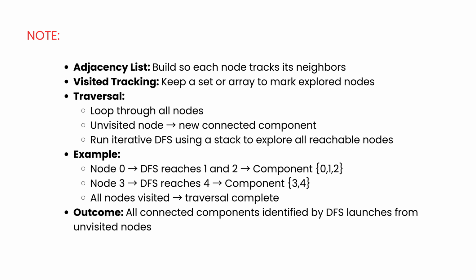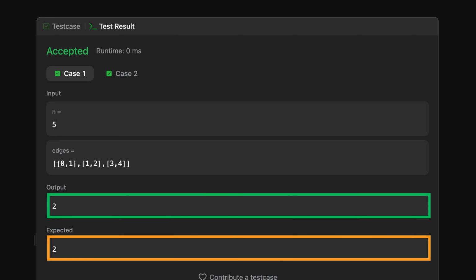Here's what happens. Starting at 0, DFS reaches 1, and from 1 it reaches 2. So, 0, 1, 2 is one full component. Later, when we get to node 3, it hasn't been visited yet, so that's a second component. DFS from 3 reaches 4, so 3, 4 becomes the second component. No other nodes are left unvisited after that. And that's exactly what our program outputs, too, matching the expected result.